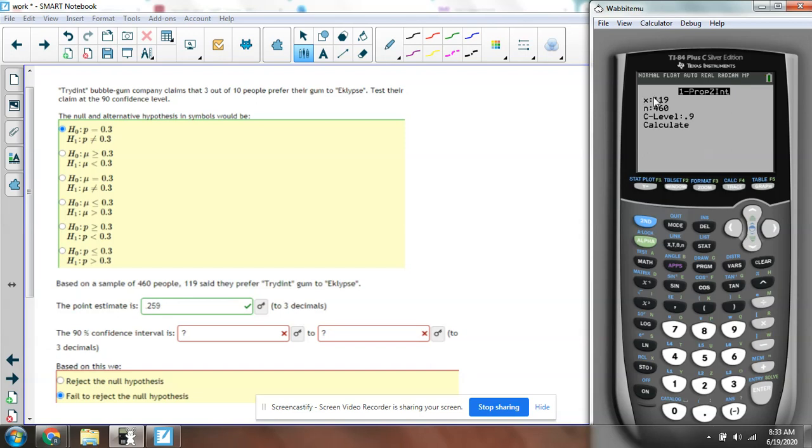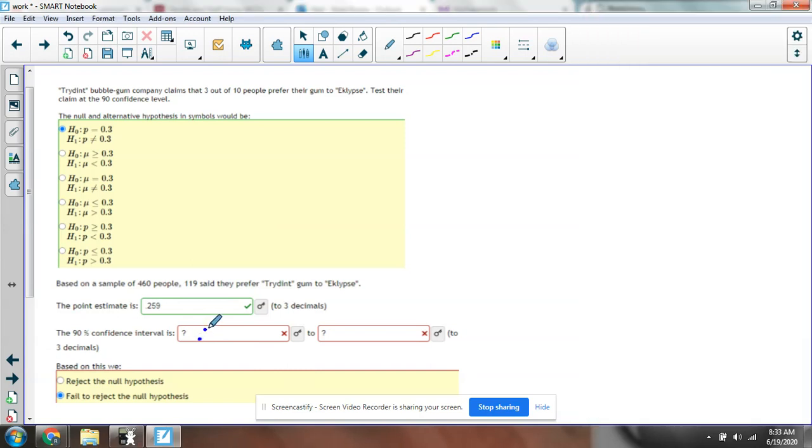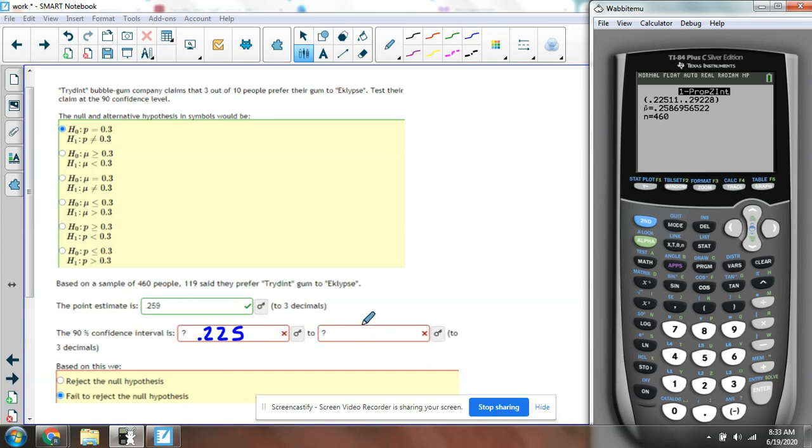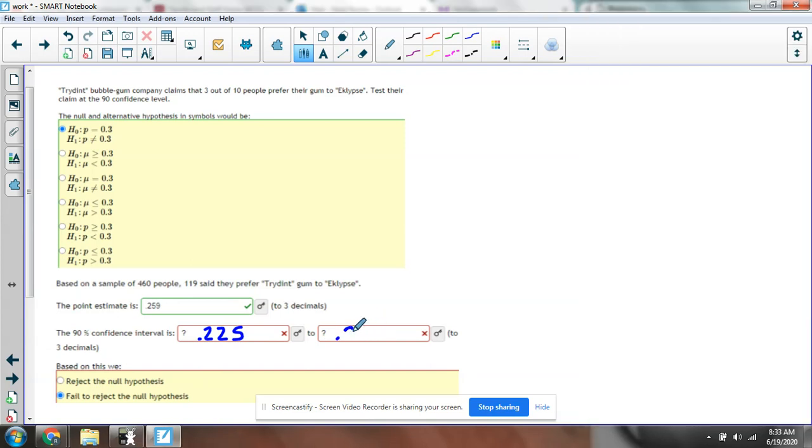The number of successes we have, it's Trident to Eclipse, so that's going to be 119. Out of 460, we want a 90% confidence interval. So we're going to hit enter again. So we get 0.2251. So let's say 0.225 to 0.292.